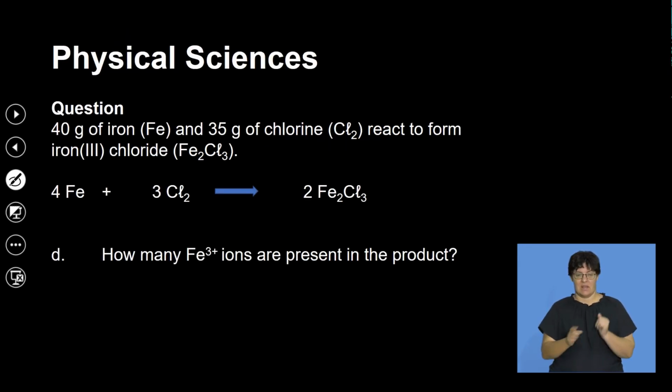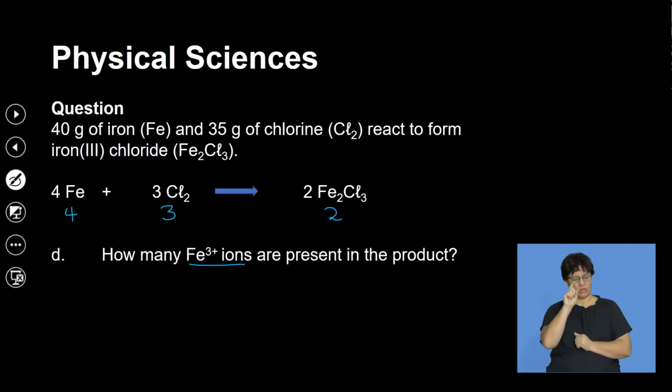Now the last follow-up question says, how many iron 3 ions are present in the product? In terms of the moles, we know that 4 of iron forms 2 moles of the iron 3 chloride, and 3 of chlorine form 2. It's a very interesting question because we're talking about the number of ions. This has to do with the Avogadro number of particles of a substance based on the mole concept.